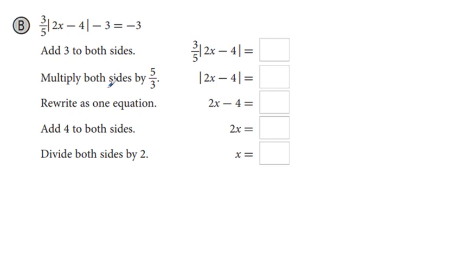Next, we have an example where we add 3 to both sides of this equation here. On the right side, we get -3 plus 3, or 0. And continuing to solve, if we multiply both sides by 5/3, on the right side 5/3 times 0 is still 0. And then we have 2x minus 4 equals 0. We add 4 to both sides, we get 2x is equal to 4. And now dividing by 2, we get x is equal to 2. One solution.